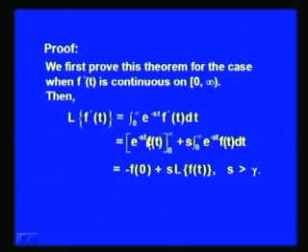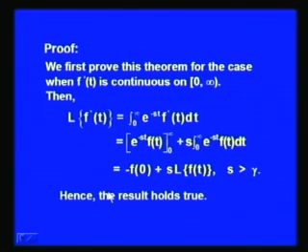So, mod of e to the power minus s t into f t will be less than or equal to m times e to the power minus s minus gamma into t. So, when s is greater than gamma and t tends to infinity, this quantity will tend to 0, and at the lower limit its value is f 0. So, we get minus f 0 here plus s times the Laplace transform of the function f t. So, we get L of f dash t equal to s L f t minus f 0. So, this proves the theorem for the case when f dash t is continuous on the interval 0 infinity.